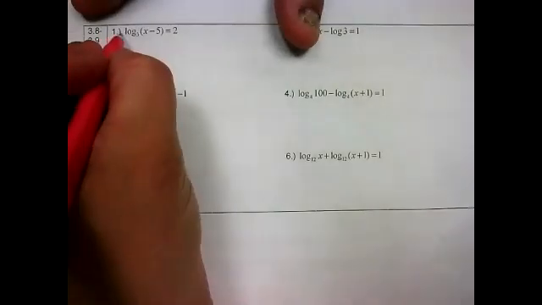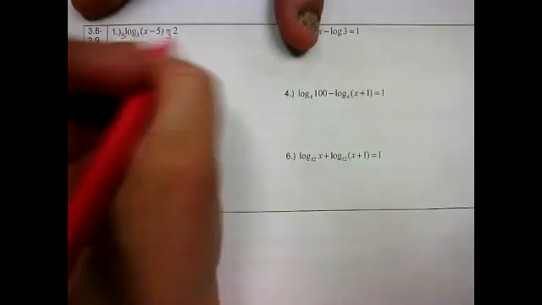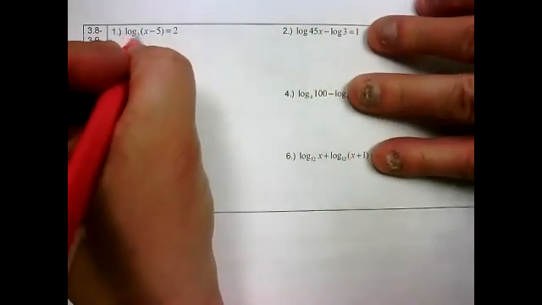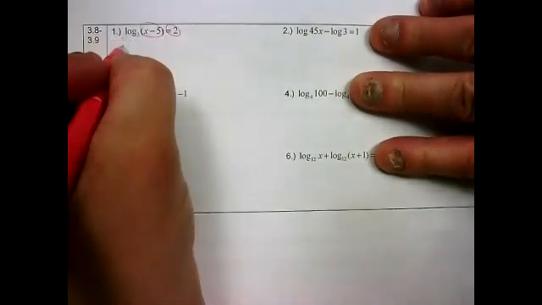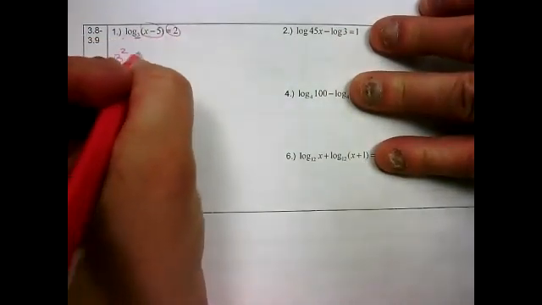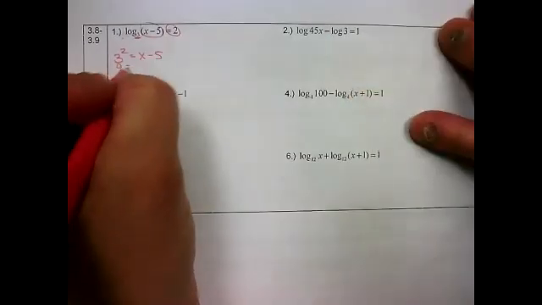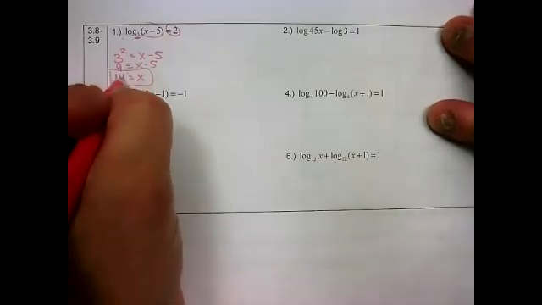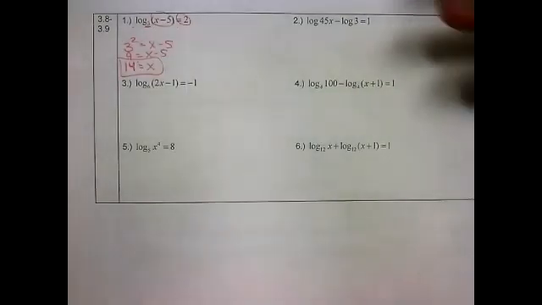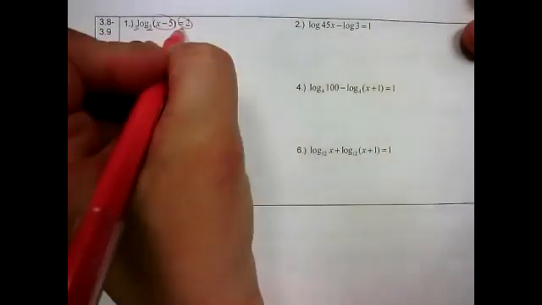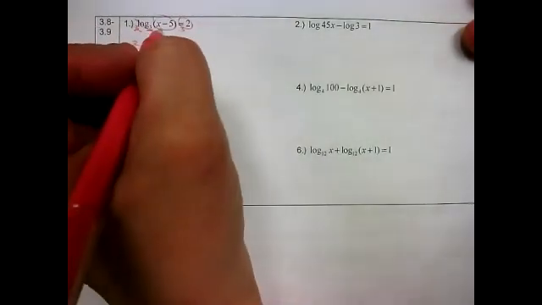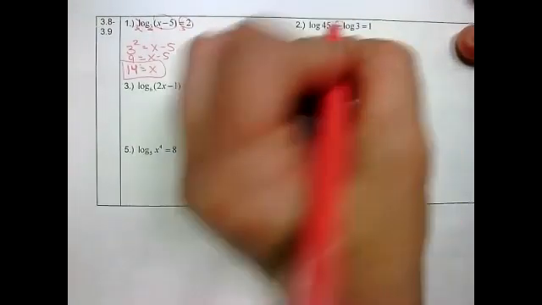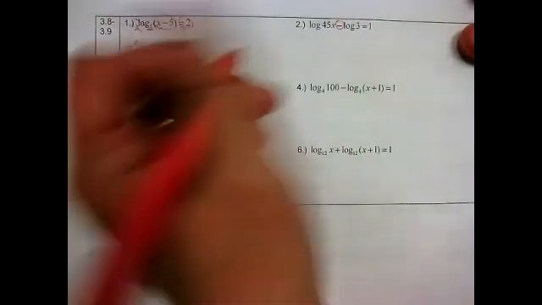Or I can cancel. I can raise 3 to both sides. But what I would like to do is just rewrite it. So this and this change places, and my base stays my base. So 3 squared equals x minus 5. 9 equals x minus 5. So I get 14 equals x. It's done. If I had raised them both to a base of 3, I would have gotten the same thing. This would have canceled, and it would have been x minus 5 equals 9. Either way.